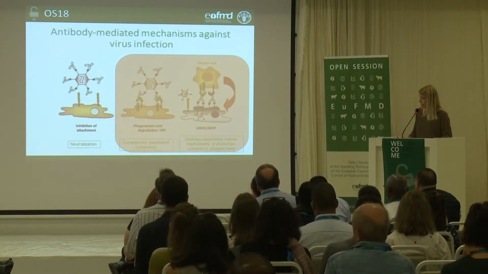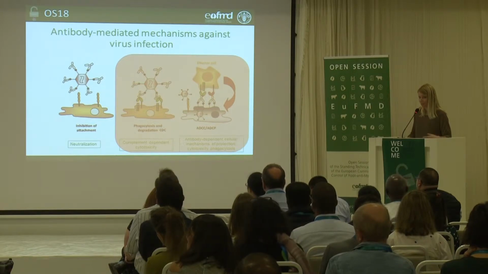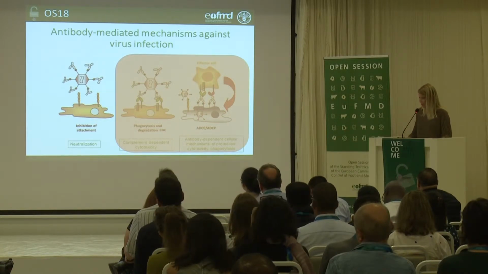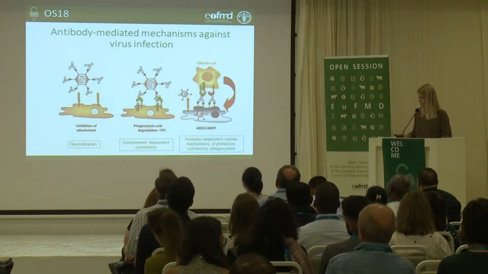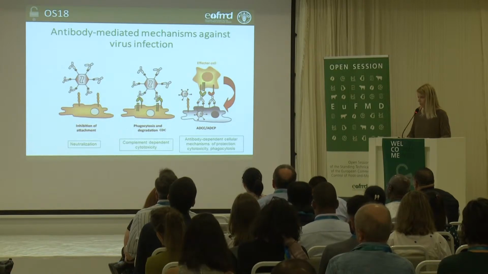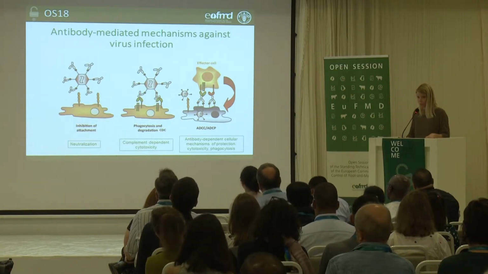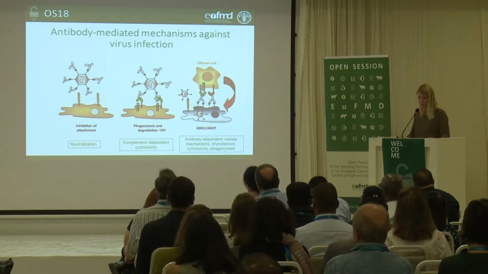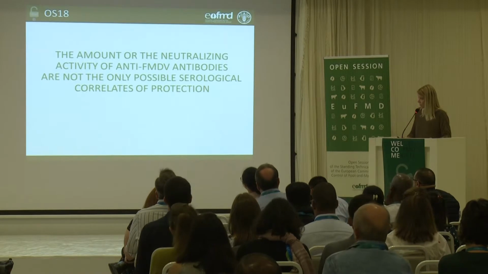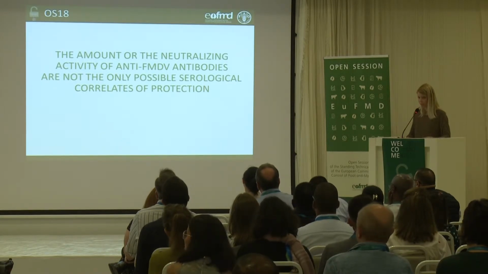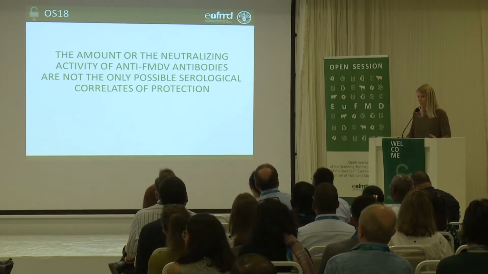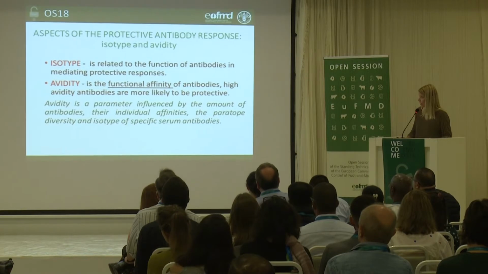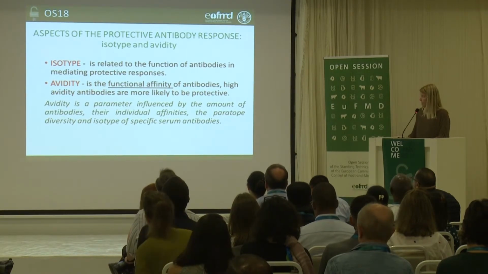In fact, we are measuring only the amount of antibodies and the neutralizing activity, and there are other mechanisms of protection mediated by antibodies that we are not looking at. There are many others that are hidden from us, that we are not evaluating. Most of them have to do with the Fc receptor, so with antibody-dependent mechanisms, apart from just neutralizing the virus entry to the cell. That prompted us to think that the amount of antibodies or the neutralizing activity are not the only possible correlates of protection when we are thinking of a virus infection. So we decided to measure other aspects of the protective antibody response.